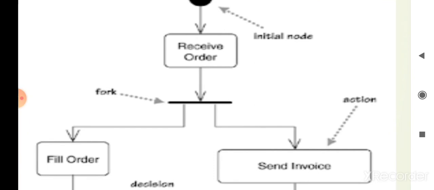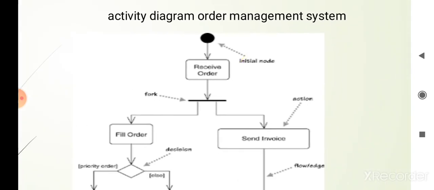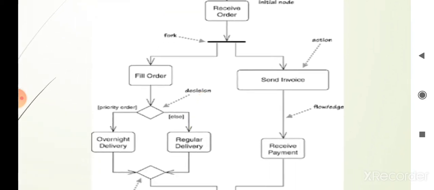Then this is the receive order, which is the first activity. Then here is a fork. It has two branches: fill order and send invoice. This is the action send invoice. Then here fill order has two decisions: overnight delivery and regular delivery.